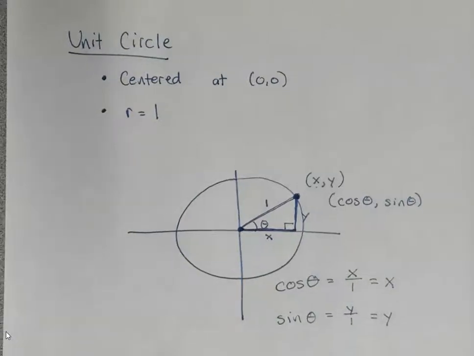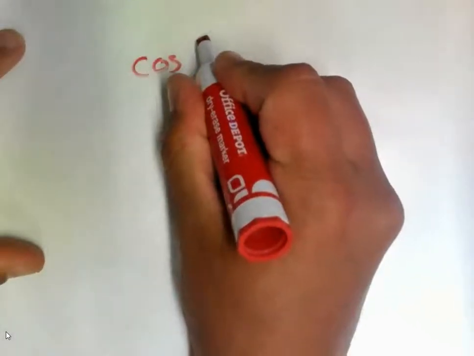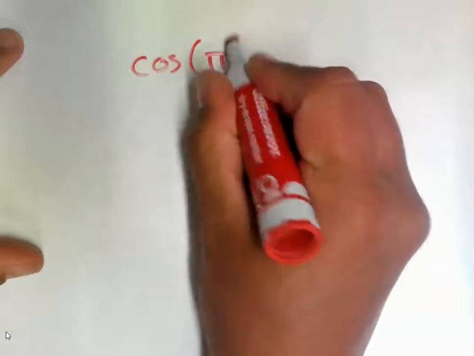So we'll go ahead and we'll do a couple quick examples just to show how useful this result is. So let's say we wanted to try to compute cosine of pi. So if you're trying to compute cosine of pi, you do need to know how to locate that.